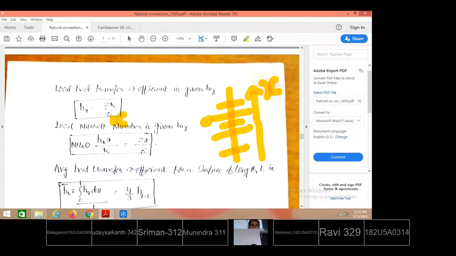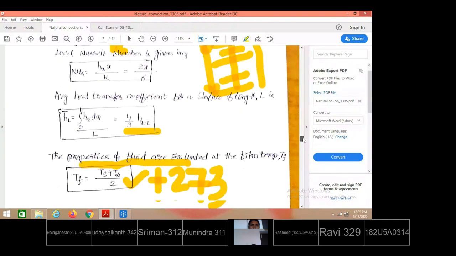But we require, for the entire plate from bottom to top, one heat transfer coefficient at a time, that is the average heat transfer coefficient. At any particular position of the height, that is the local heat transfer coefficient. For the total height L, the average heat transfer coefficient is 4 by 3 times the local heat transfer coefficient. That is also there in the data book, you need not remember.